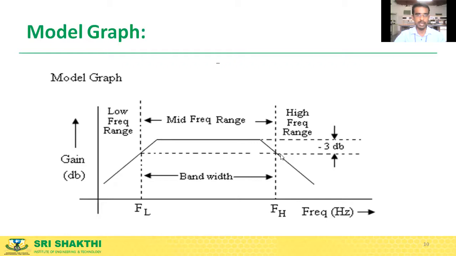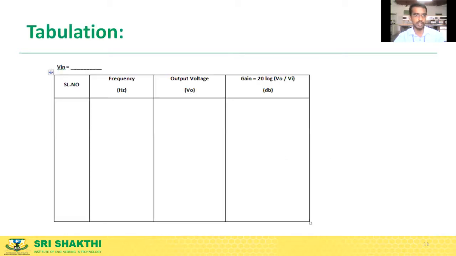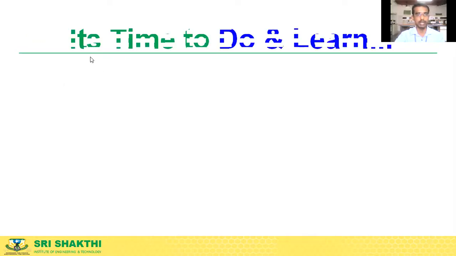So let's move on. This is how the tabulation is going to be. This is also a very familiar one. For various frequencies, you will note down the output voltage. Finally, you'll calculate the gain. As I told before, gain doesn't have any unit, but to have a unit, you go with a decibel scale. When you go for the decibel scale, you use 20 log of the gain, where the gain formula is V naught by VIN. The input voltage is 20 millivolt, note it down. While doing it, we'll tabulate.